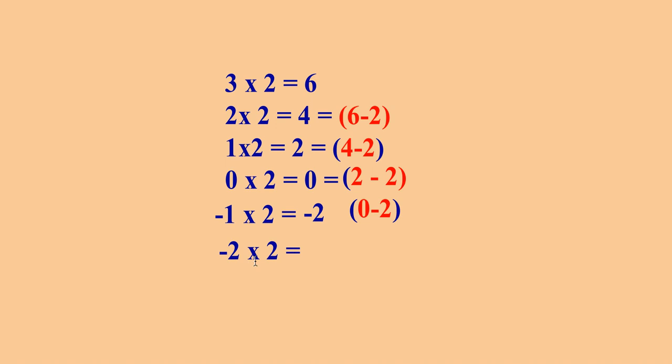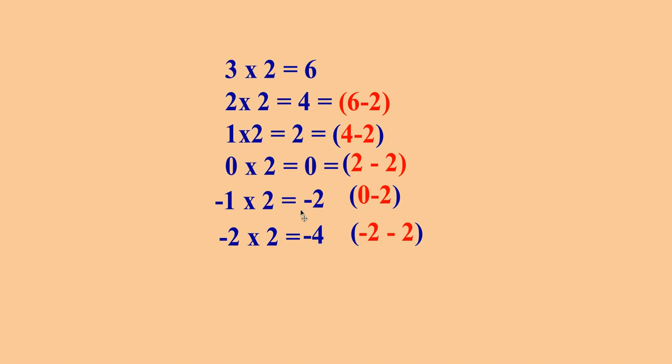What will be negative 2 into 2 then? Negative 1 into 2 you got negative 2. So to get negative 2 into 2, you subtract 2 from negative 2. That is negative 2 minus 2, which is negative 2 plus negative 2, that is negative 4. Now look at the above two products. Negative 1 into 2 you are getting negative 2, negative 2 into 2 is negative 4. That means a negative integer and a positive integer, when you multiply, the sign of the product is also negative.